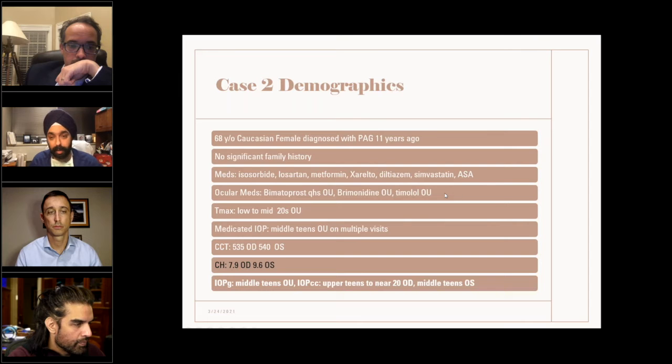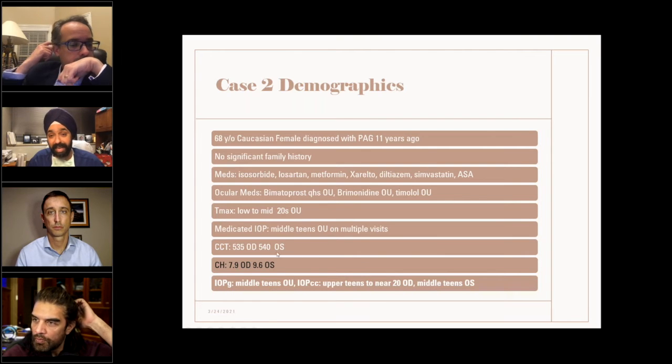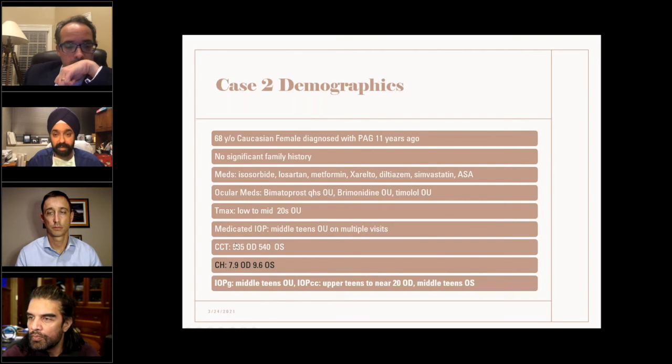Compliance was a big problem as well. Pressures were in the low 20s max, and then medicated into the middle to upper teens on multiple visits. Pachymetry, again, 530s or 540, nothing really significant either way. But the hysteresis, again, was very low, 7.9 in the right eye and a little bit lower in the left eye, not too bad. But that right eye was concerning at 7.9.